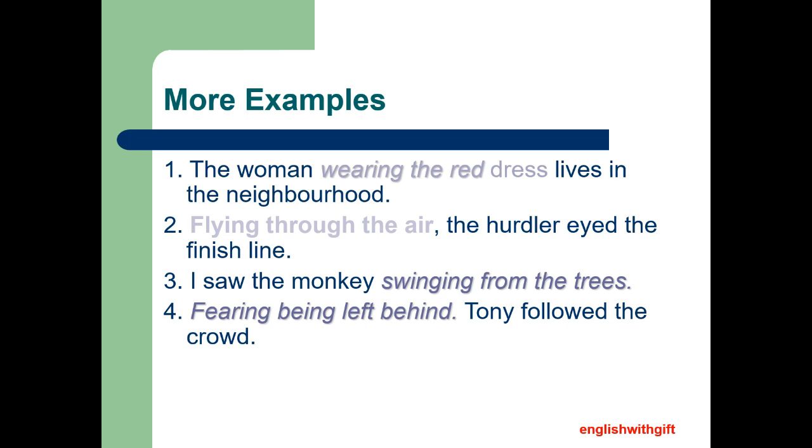More examples. The woman wearing the red dress lives in the neighborhood. Wearing the red dress is the participial phrase and it modifies the noun woman. Flying through the air, the toddler eyed the finish line. Flying through the air is the participial phrase and it modifies the noun toddler. I saw the monkey swinging from the trees. Swinging from the trees is the participial phrase and it modifies the noun monkey.